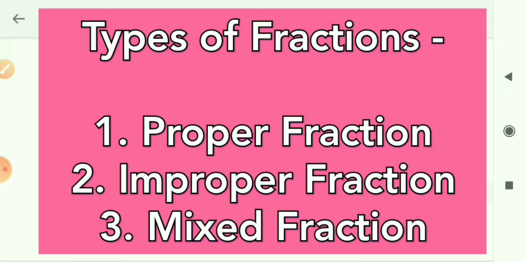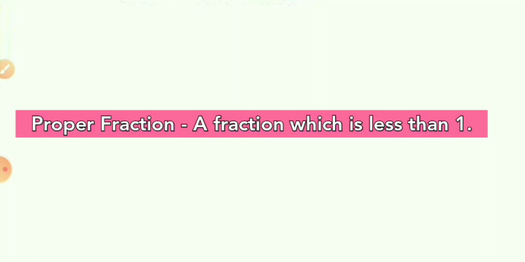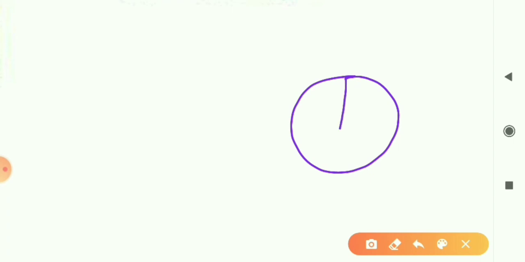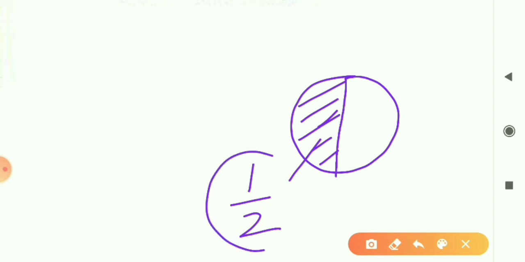So what is a proper fraction? It's very easy. A proper fraction is a fraction which is less than 1. How? Let me clear this with a picture. For example, here we are taking one circle. It is a whole, meaning 1, and now I am dividing this whole circle into two equal parts. You can see that this colored part is 1 upon 2, and this 1 upon 2 is less than the whole. For that we can say that 1 upon 2 is a proper fraction.